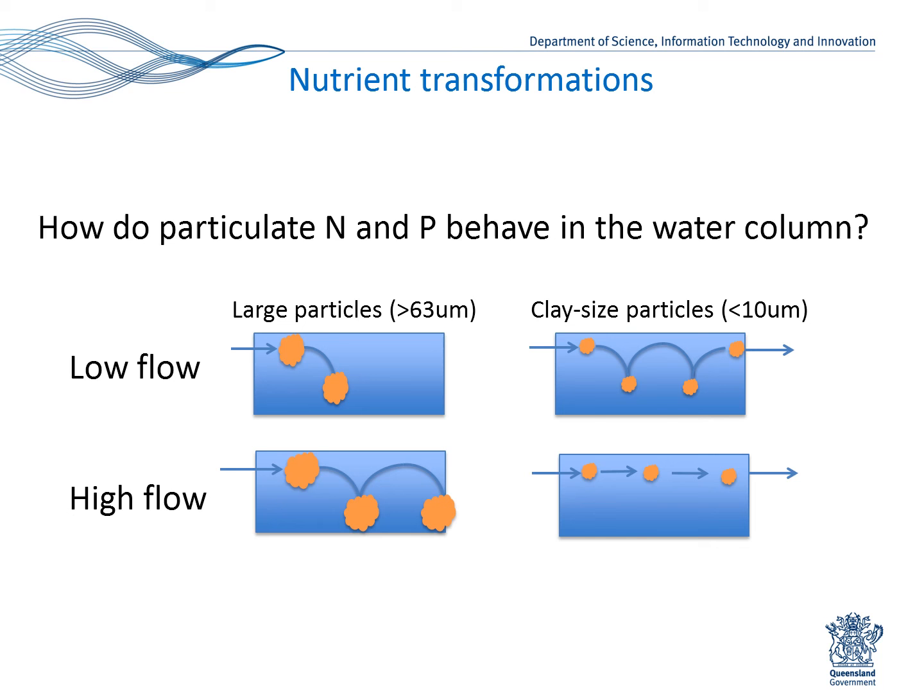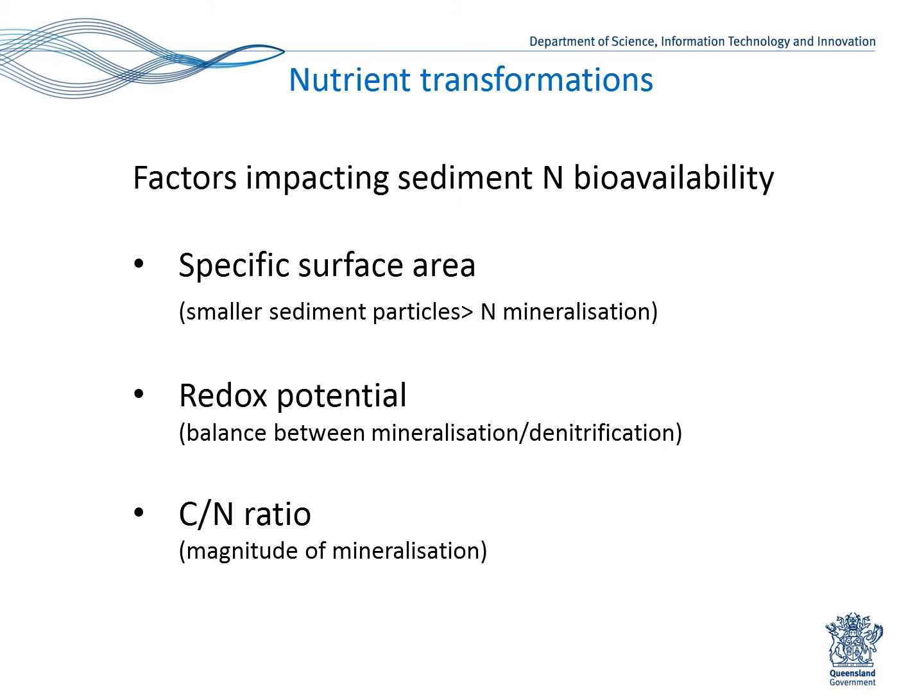On those particles then, let's have a look at some particles moving out of a wetland or even moving into the wetland. What are the important things which are impacting the nitrogen bioavailability of those sediments? First up, it's specific surface area. The smaller the sediment particle, the greater the tendency for it to mineralise nitrogen, just because there's more surface area there, there's more available substrate for the microbes to start mineralising.